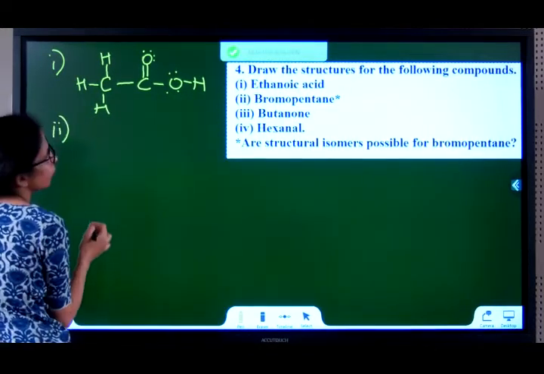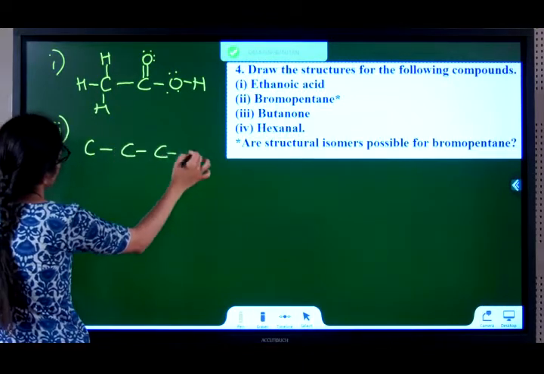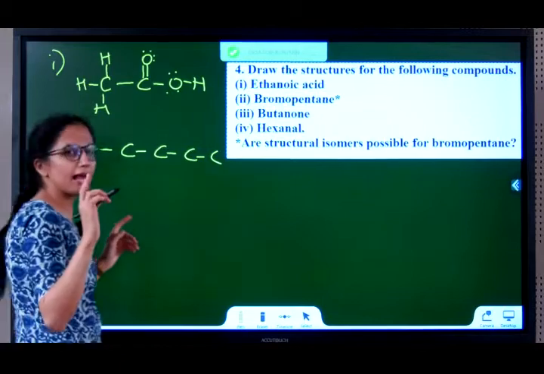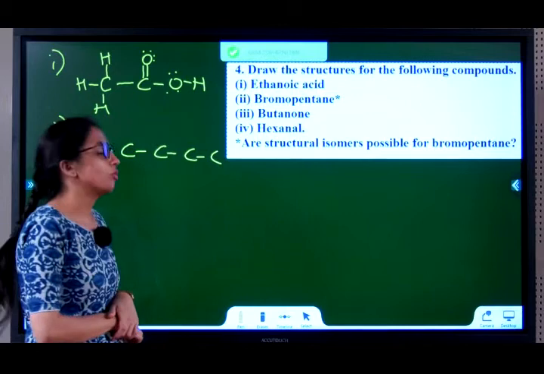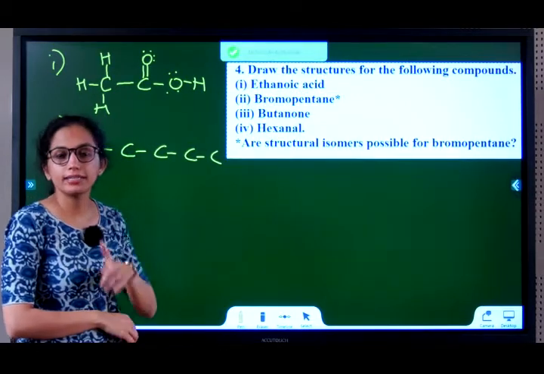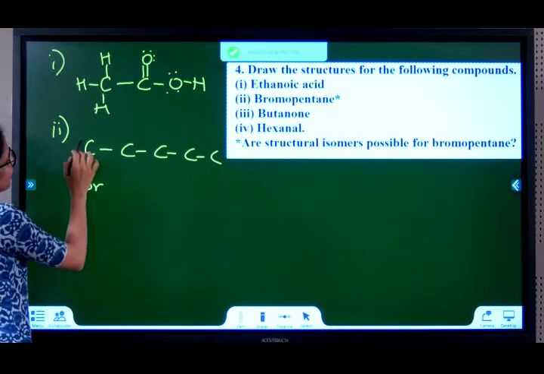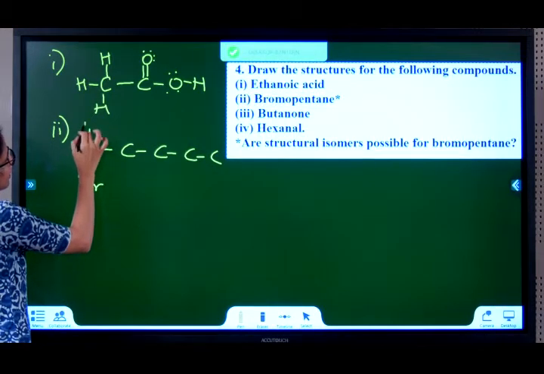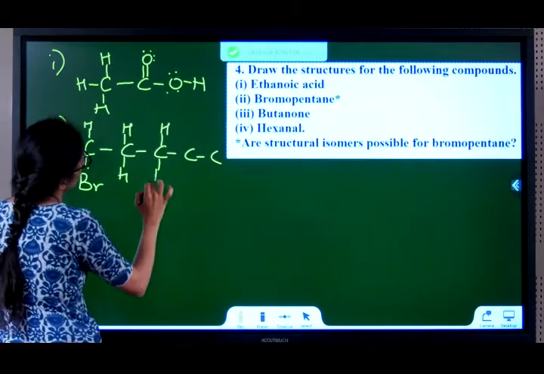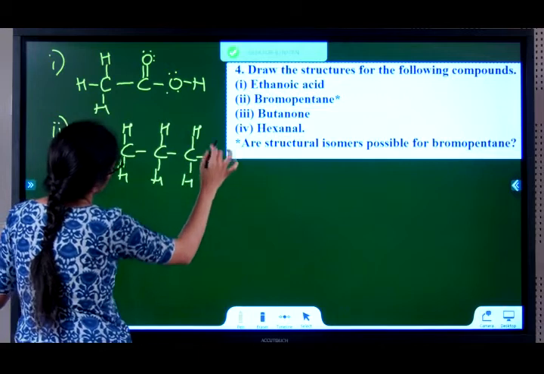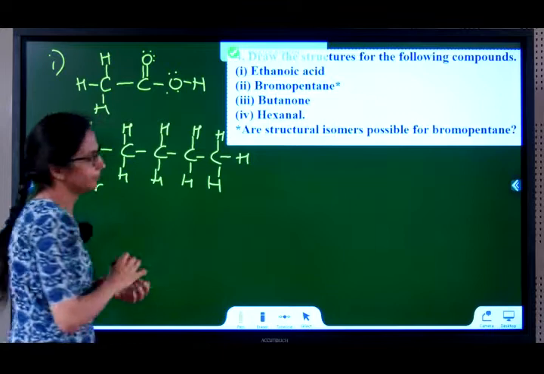Bromopentane. First take pentane. Bromo is the halogen bromine. You remember I told you halo. Bromopentane. Since there is no numbering, it's at position 1. At position 1, put the Br. Now put the remaining H's. How many H's does this need? 2, 2, 2, 2, and 3.